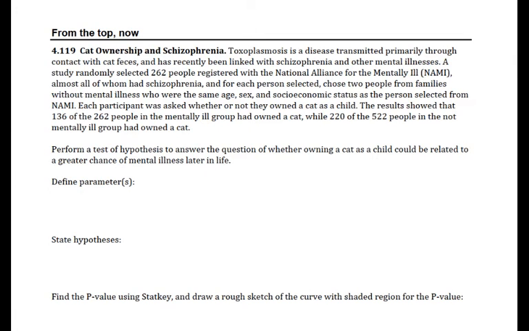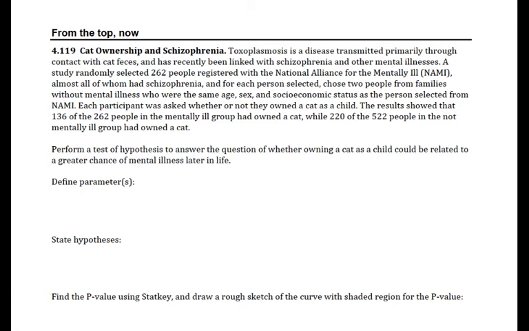So we will take a look at one more hypothesis test here from the top, and this one has to do with cat ownership and schizophrenia. It has to do with toxoplasmosis, which is a disease that cats can pick up, that runs its course mostly and then they get over it, but the parasite actually doesn't completely vacate the body. And it is possible for a cat to transmit toxoplasmosis to a human, and the parasite also doesn't completely vacate the human body either. There's been some research about this.